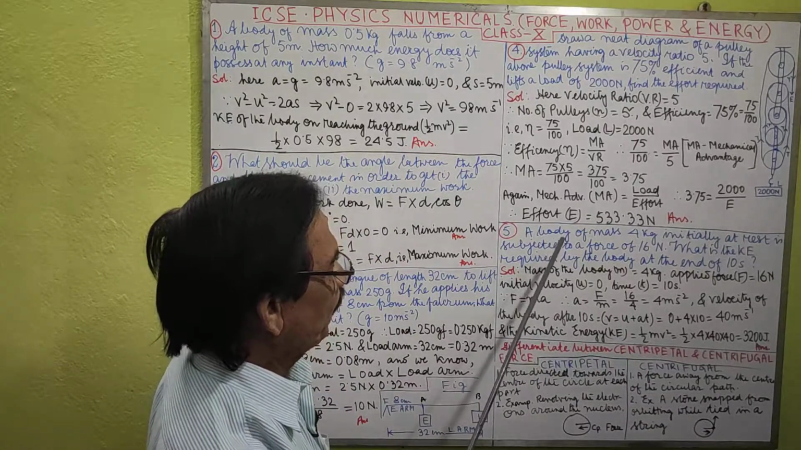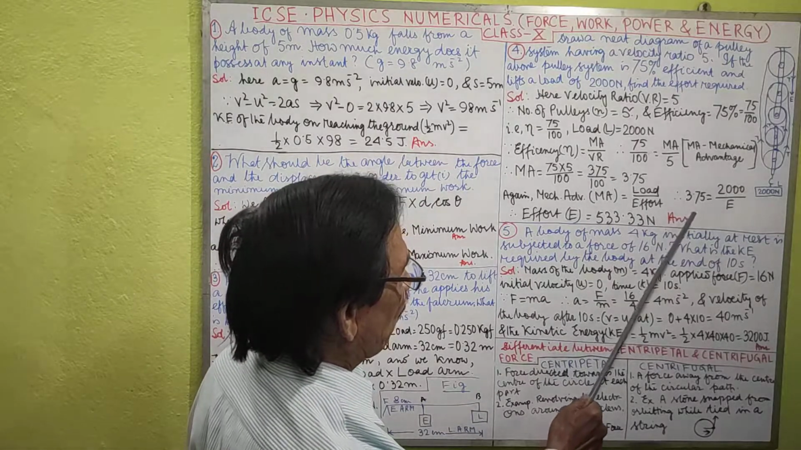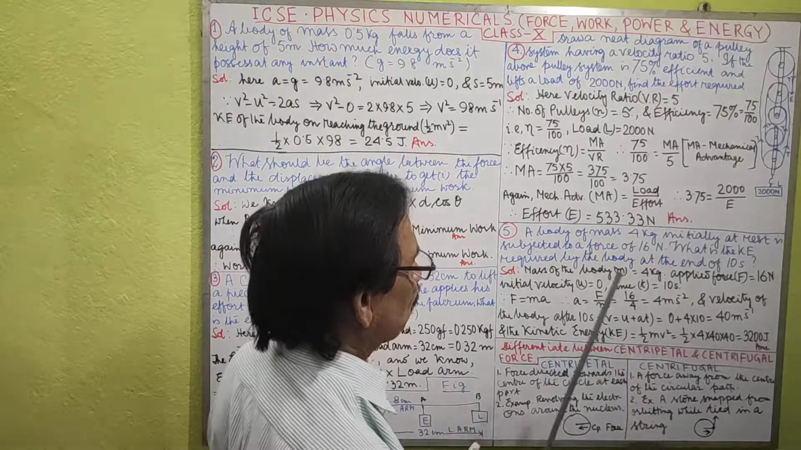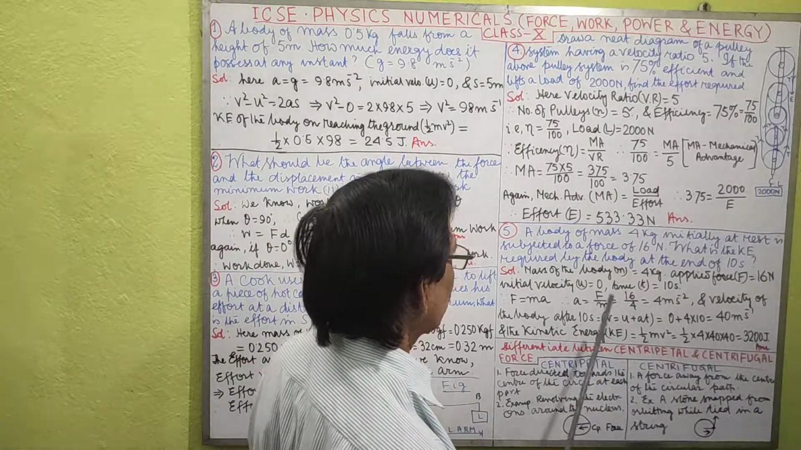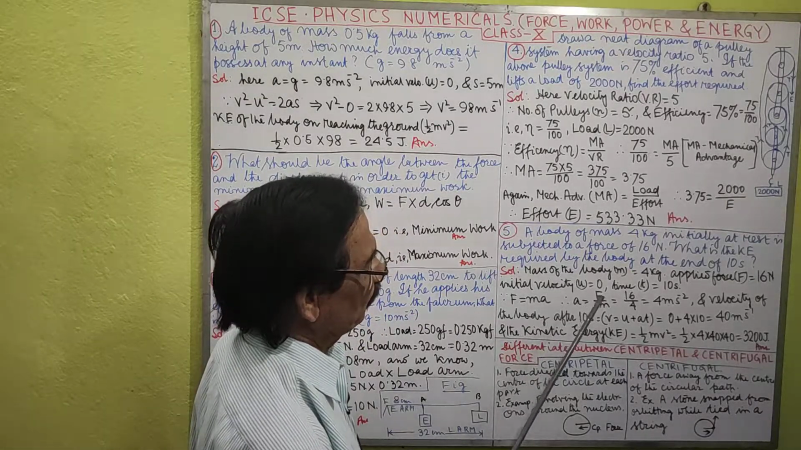Again we know mechanical advantage equal to load by effort. Here 3.75 equal to load 2000 Newton by effort. So effort is 533.33 Newton. This is the answer.